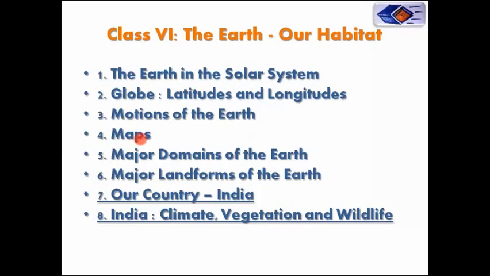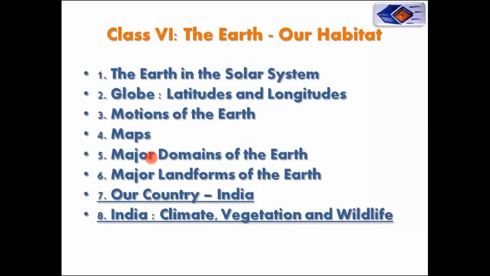And in the fourth chapter, that is maps, we looked at different types of maps like thematic, physical, and political. And we studied important components of maps, that is direction, scale, etc. And in the fifth chapter, that is major domains of the Earth, we learned that there are 3 major domains of Earth, that is atmosphere, hydrosphere, and lithosphere. And from the combination of these 3 domains, a new domain is formed, that is called biosphere, where all the living organisms continue their life.